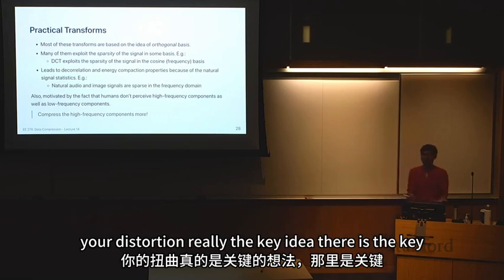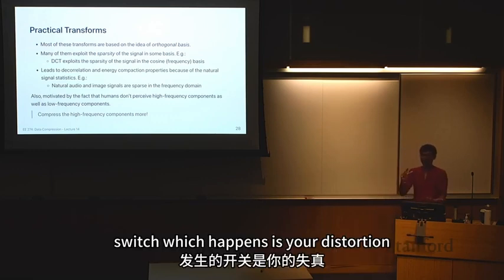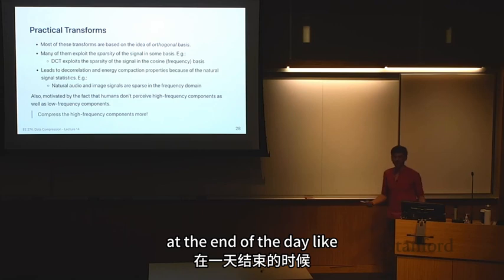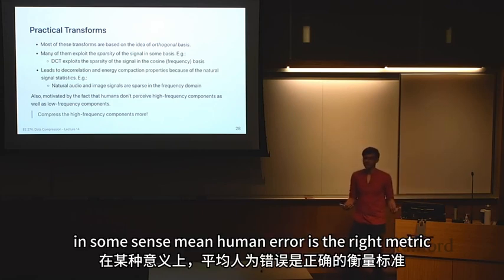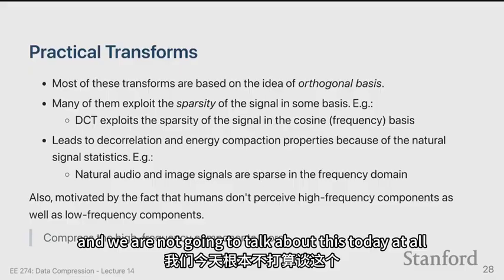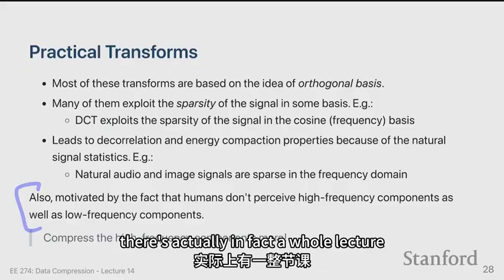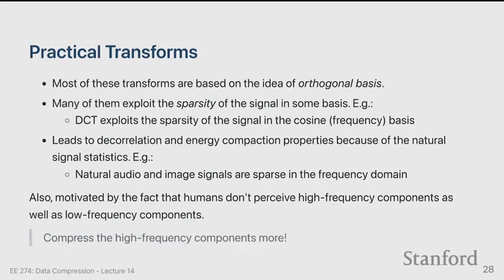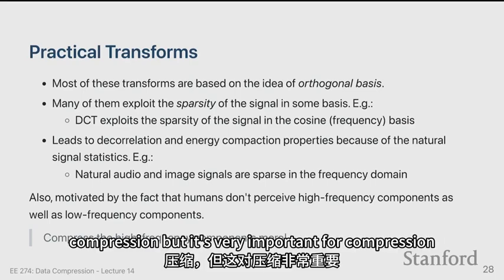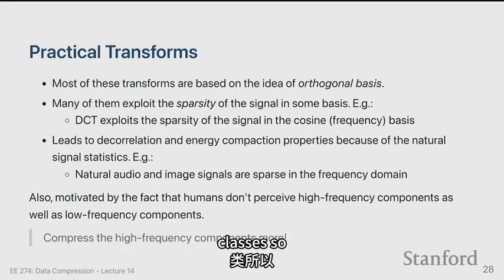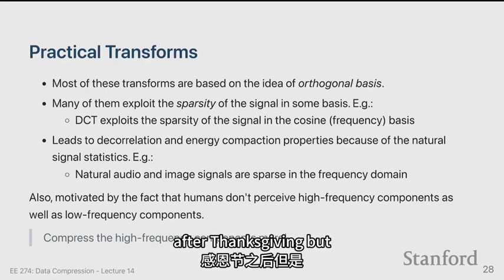The key switch which happens is that your distortion, mean square error, is not the right metric. At the end of the day, in some sense, mean human error is the right metric there. We are not going to talk about this today at all. There's in fact a whole lecture dedicated to this, because it's very important for compression, but it's typically not covered in information theory classes. So we'll talk more about it after Thanksgiving.